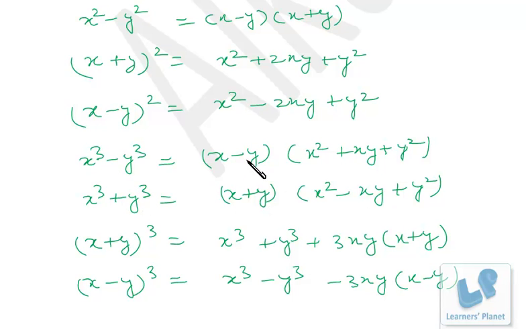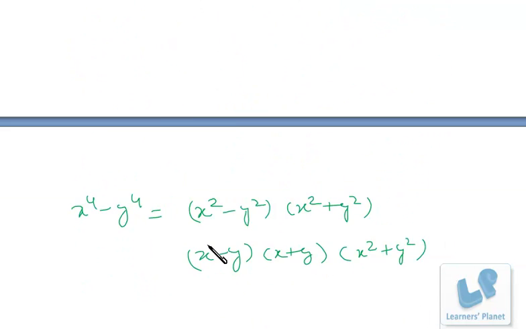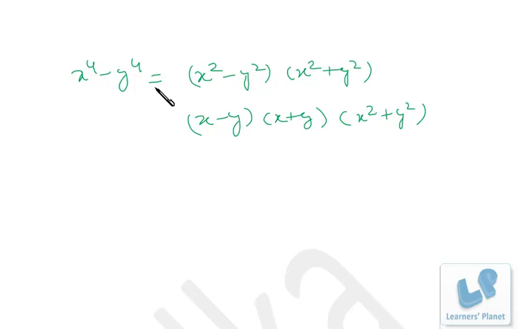That means x minus y is a factor of x cube minus y cube. So we can say x cube minus y cube is definitely divisible by x minus y. Similarly, x cube plus y cube is definitely divisible by x plus y. And over here, x raised to 4 minus y raised to 4, that is x square minus y square. Finally, it is converted into x minus y and x plus y. So x4 minus y4 is definitely divisible by x minus y and x plus y.